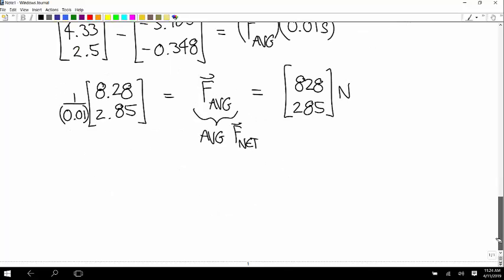All right, so now let's talk about conservation of linear momentum.